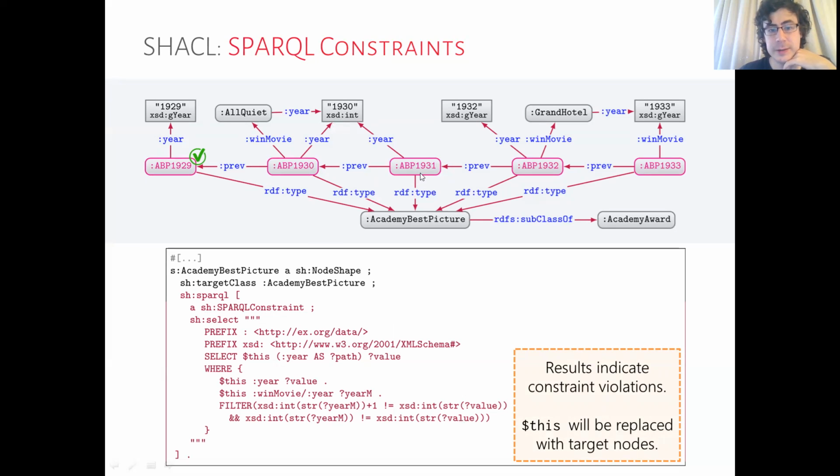What about this one here? Again, this does not have an outgoing win movie, so it's not going to be returned. So let's do this one here. This one won't be returned. This one won't be returned. What about this one here?